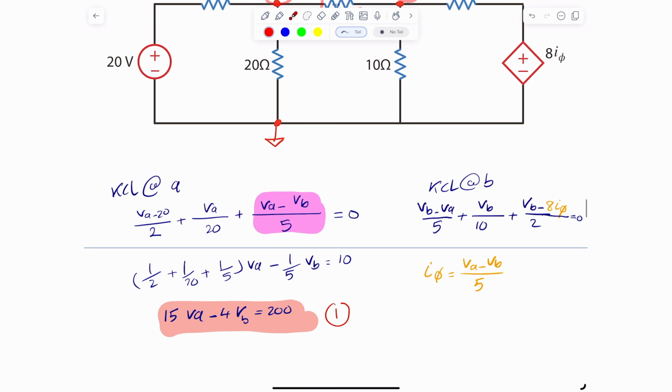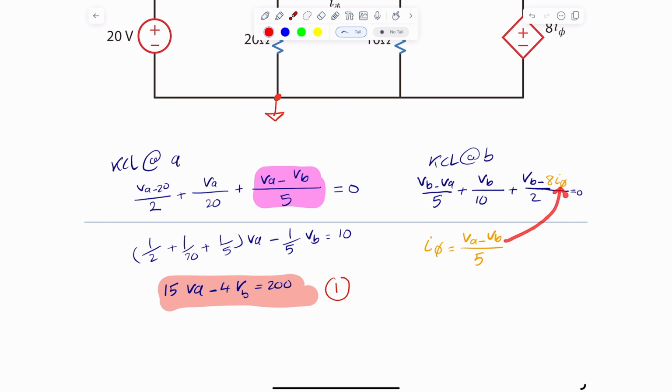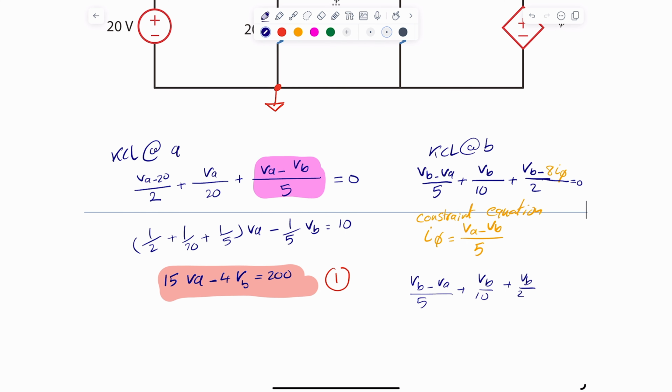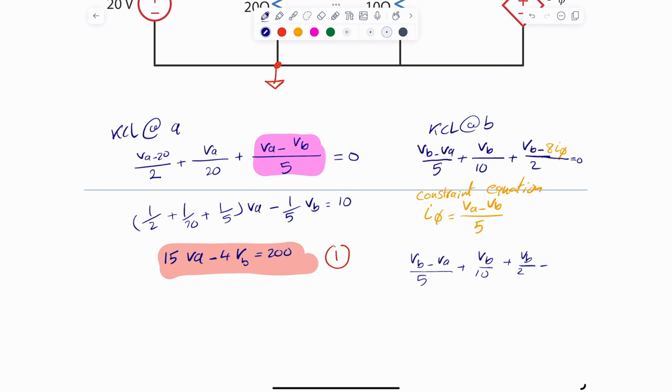So I'm going to substitute this in here, and I'll end up with an equation that only contains VA and VB. This here is what we call the constraint equation, because it's coming from the dependent source. So that becomes (VB minus VA) divided by 5 plus VB divided by 10 plus VB divided by 2, and then minus 8 divided by 2, which is 4, times (VA minus VB) divided by 5, and that should equal 0.